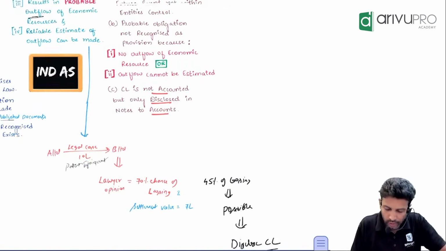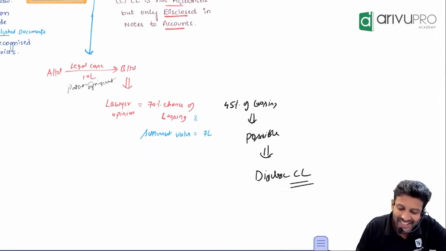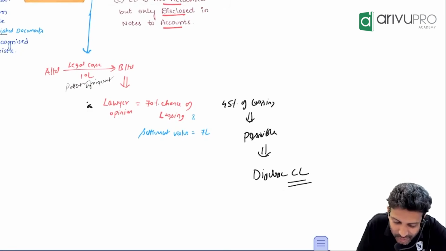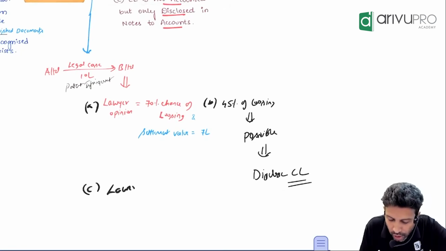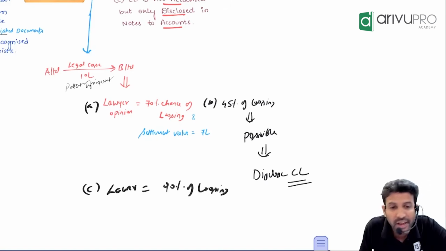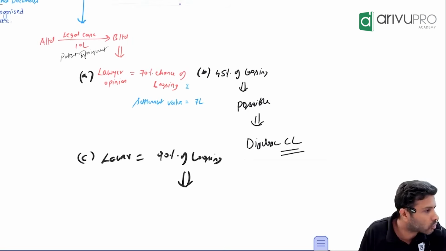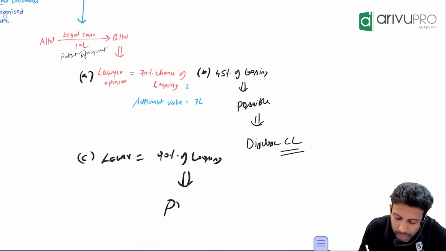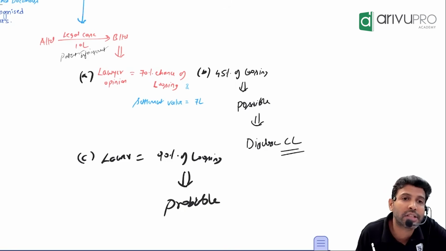Okay. Now let's take this example. Sir, continuing this. So, Vando, Rando, Muno. Lawyer told 90% chance of losing. Sir, if there is 90% chance of losing, is it possible or probable? It is probable. So, contingent liability or provision?